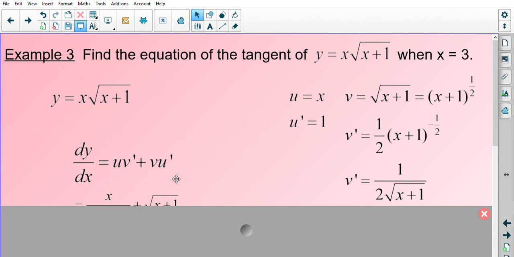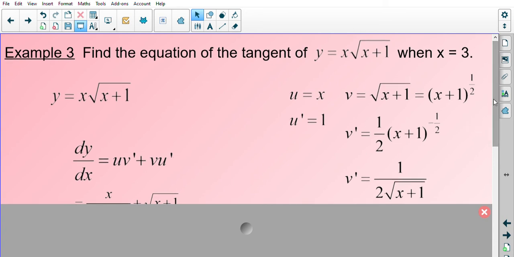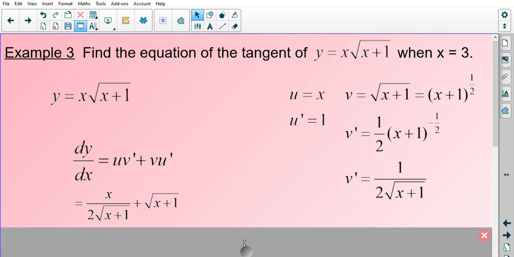Now, not changing the formula, but just rewriting it using prime notation, the formula would look like dy by dx equals u multiplied by v prime plus v multiplied by u prime. So let's do that just now. If I multiply u with v prime, this x is going to multiply this v prime function, so the x will go on the top. So I'm going to get x over 2 square root of x plus 1. And v multiplied by u prime, well, the good thing is u prime is 1, so it's just me multiplying by v here, which is the square root of x plus 1.